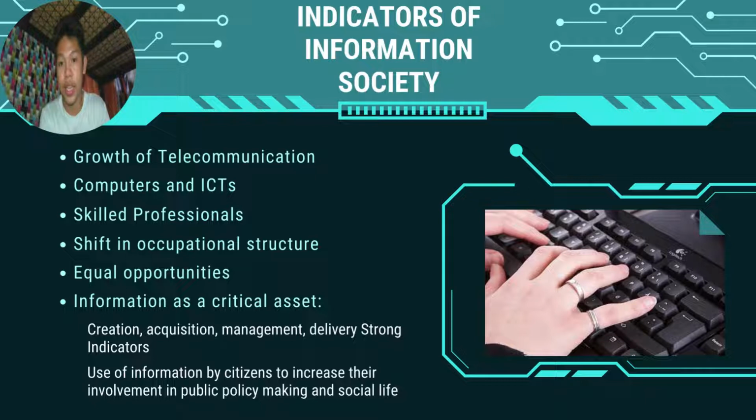Indicators of information society. The first one is growth of telecommunication, and the second one is the computerization of ICTs, and the third one is skilled professionals, and the fourth one is a shift in occupational structure, and the next one is equal opportunities, and the last one is information as a critical asset. These are the creation, acquisition, management, and delivery, which are strong indicators.